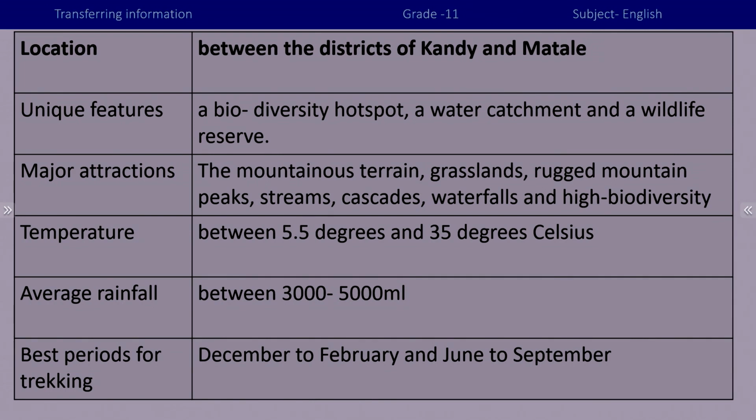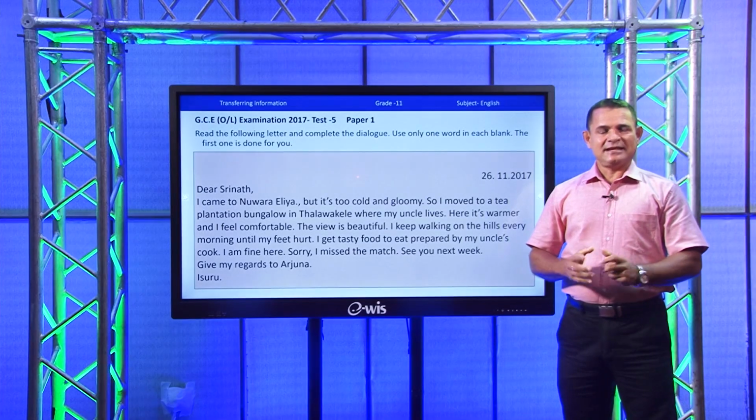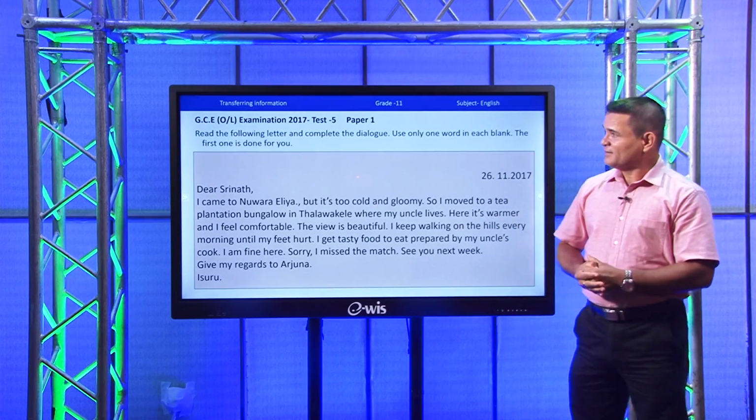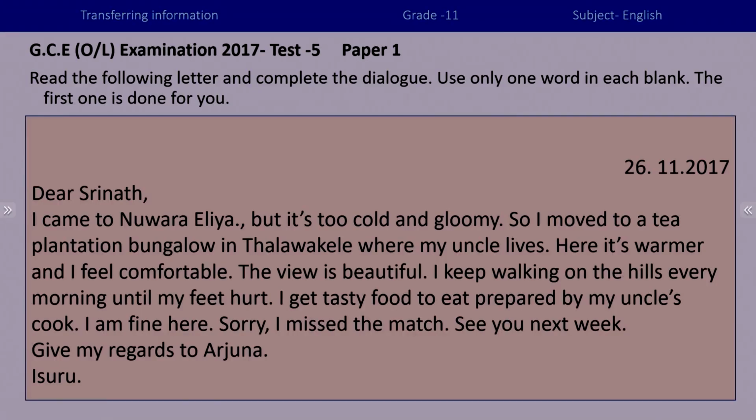Okay. So, that is another kind of question that you get. This is another one taken from a past paper, 2017 test 5 paper 1. This is an example of how these questions appear in the O-level paper. GCE O-level examination 2017 test 5 paper 1. Read the following letter and complete the dialogue. Use only one word in each blank.